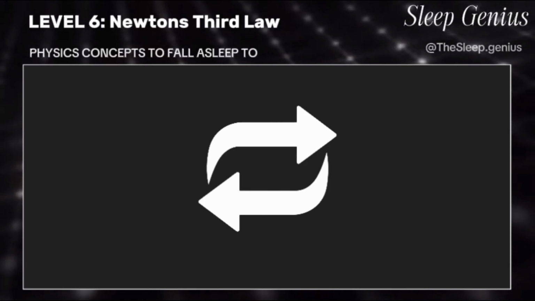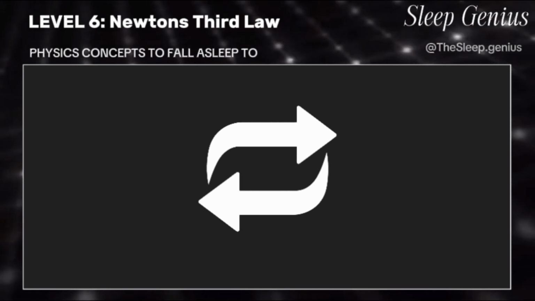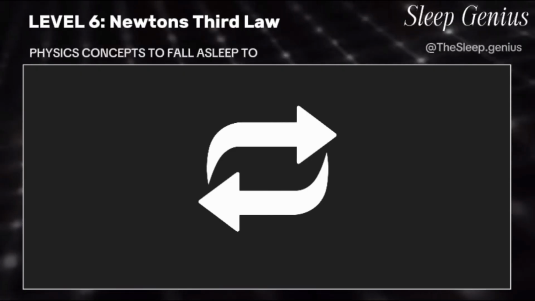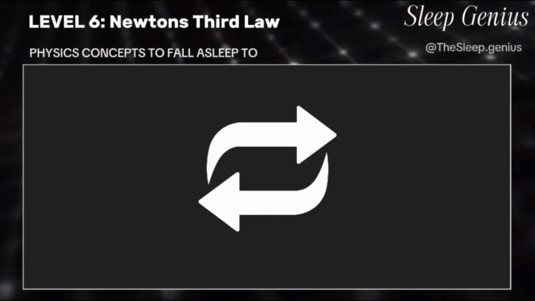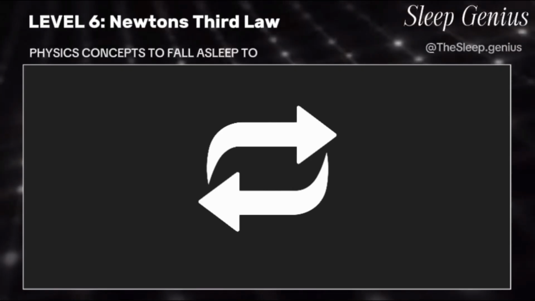Newton's third law states that for every action, there is an equal and opposite reaction. This means that forces always come in pairs, acting on two different objects. When one object exerts a force on another, the second object pushes back with a force of the same strength, but in the opposite direction. The magnitudes are equal, directions are opposite, and they act on separate bodies.